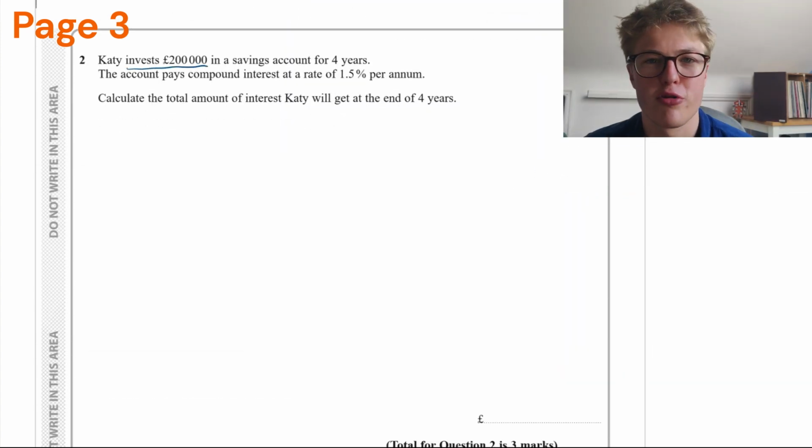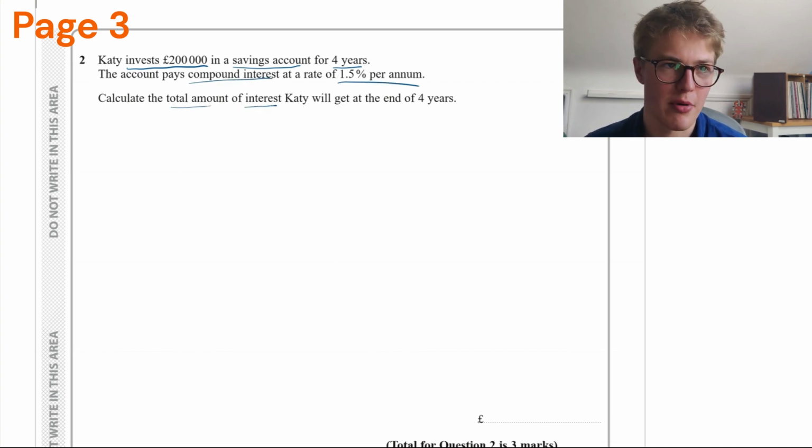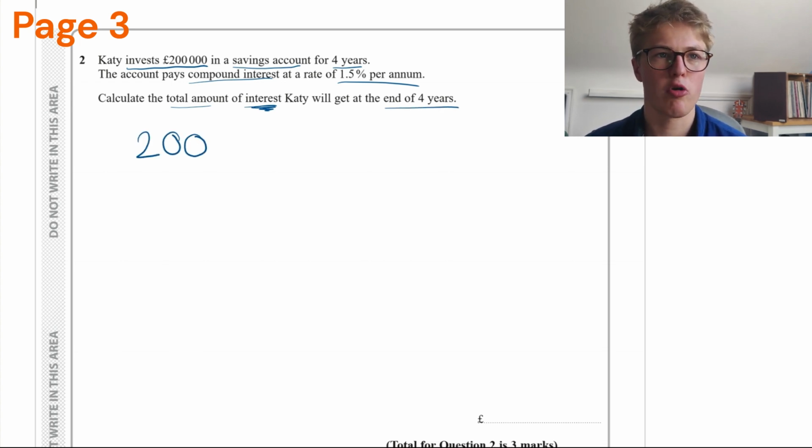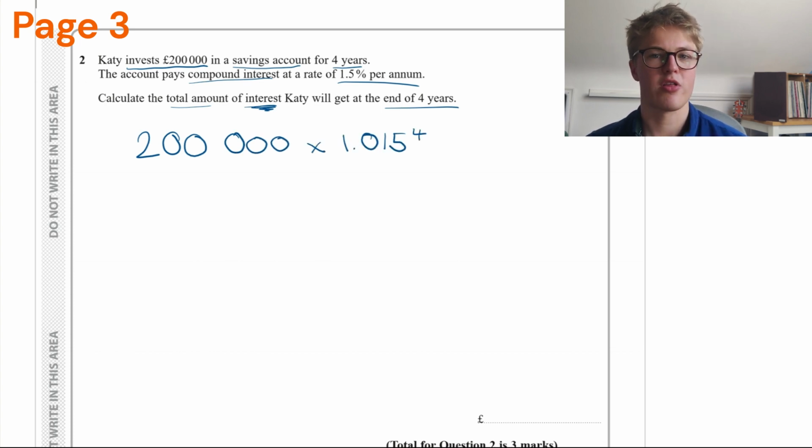Katie invests £200,000 in a savings account for 4 years. The account pays compound interest at a rate of 1.5% per annum. Calculate the total amount of interest Katie will get at the end of 4 years. So we do 200,000 multiplied by 1.015 to the power of 4. This will give us the amount we'll have after 4 years of compound interest. That's why we do it to the power of 4.